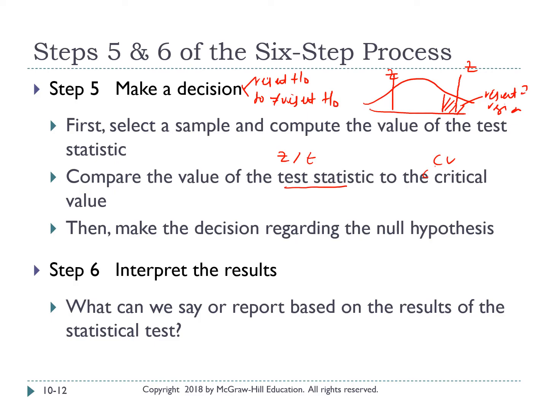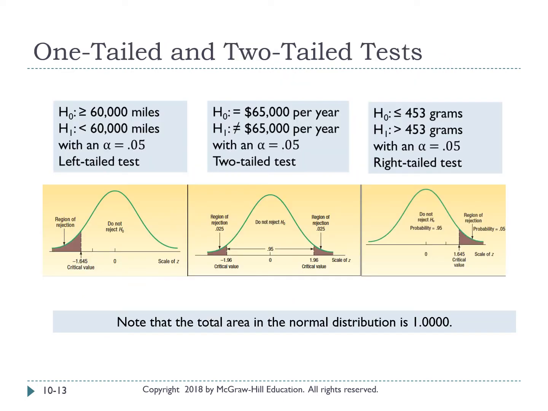And step number 6, the last step, you have to interpret your result. What can you say or report based on the result that you get from the statistical test? When you draw a diagram, you know that you're going to have two tails, but sometimes you just want to focus on one side of the diagram, so you call it a one tail test. But in some cases, you want to focus on two sides of the diagram, so you call it a two tail test. So let's look at the examples of one tail test.